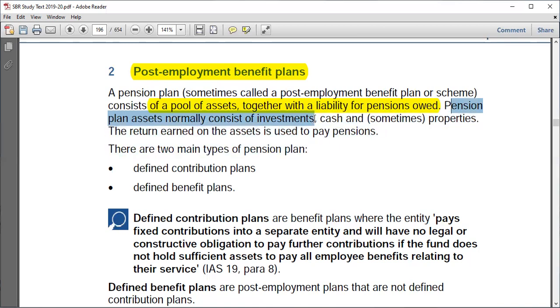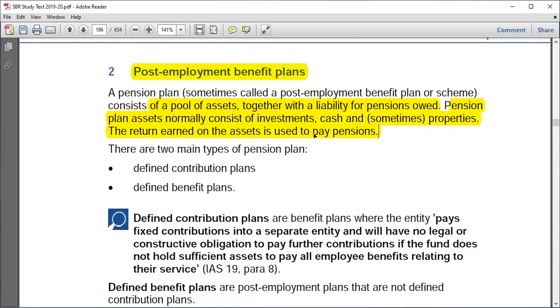The pension fund usually uses those funds to invest in securities, like shares and debt, so as to earn interest and dividends. It can also be just cash or sometimes properties. That's the situation, and the return earned on these assets is used to pay pensions. That's why we say that a pension plan has separate assets and liabilities, and the assets are used to generate income, but also to settle the liabilities, which are what employees are entitled to, right?